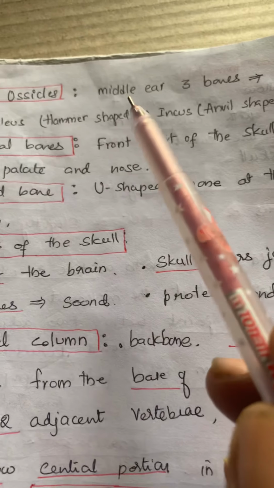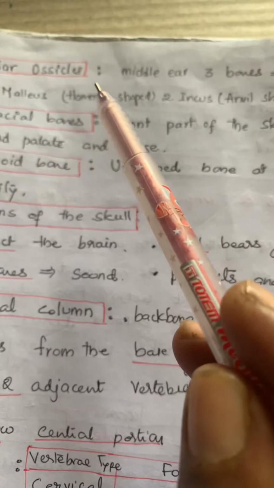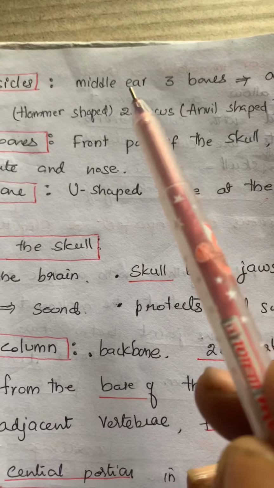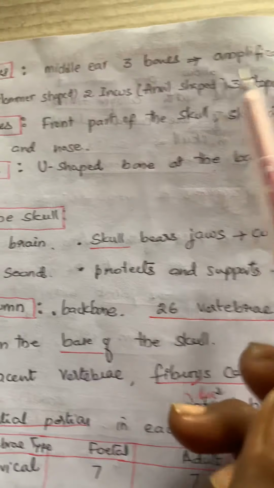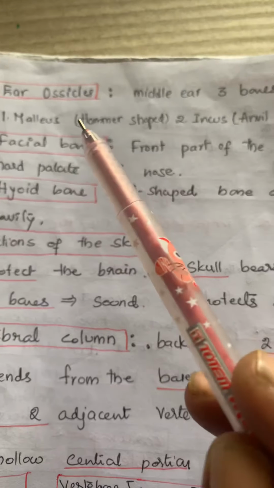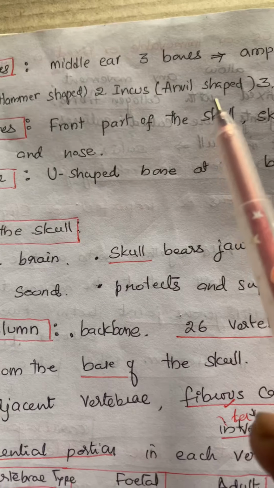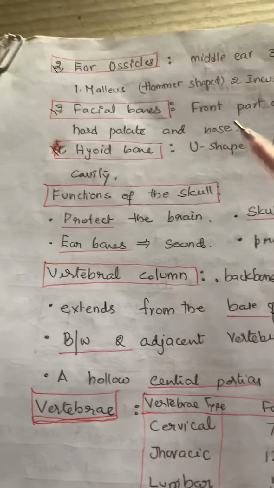Coming to the ear ossicles, the middle ear consists of three bones. Generally the ear consists of the external ear, pinnae, middle ear and internal ear. The middle ear consists of three bones which are helpful for amplification of the sound. One is the malleus, which is hammer shaped, the incus is anvil shaped, and the stapes is the stirrup shaped bone.